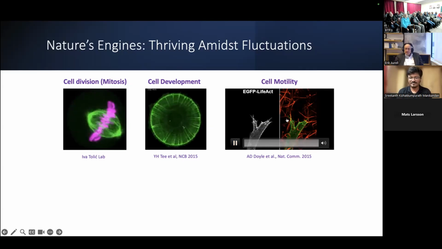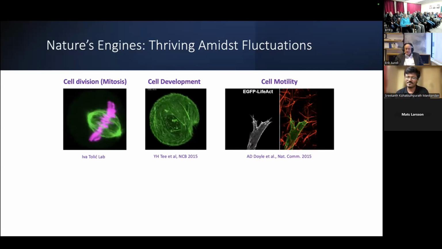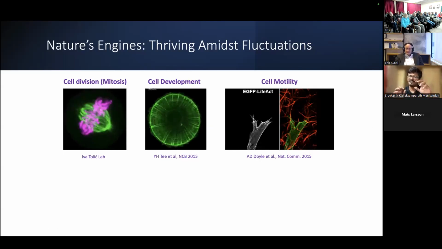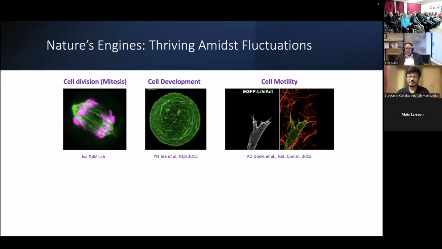And in the third case, if this movie works, it's actually not working. So here again, I have a fibroblast. What if the movie was working? You would have seen it moving in an extracellular matrix, the cell itself navigating through the extracellular environment.